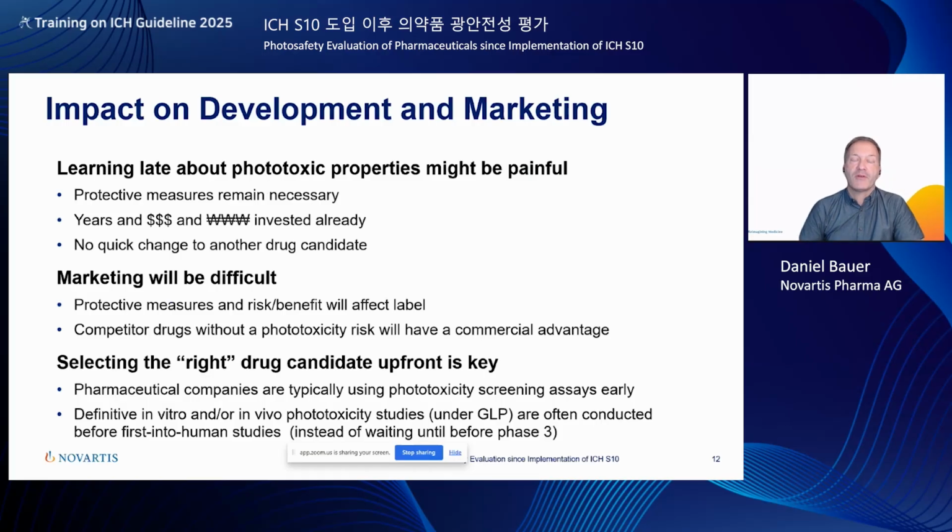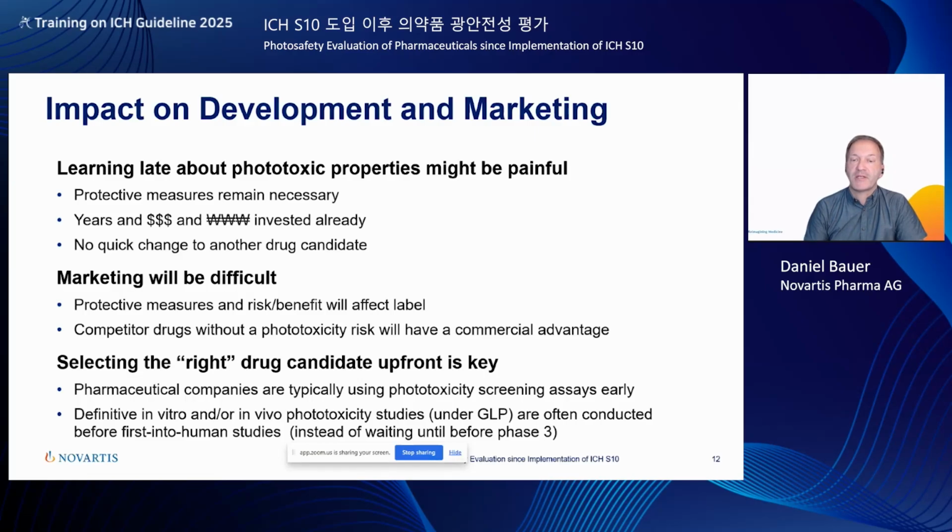So you can't change at this time, end of phase 2, your drug substance. You cannot go back to a different candidate quickly. So the protective measures remain necessary. You have spent years and dollars already, and marketing will be difficult. So selecting the right drug candidate upfront is absolutely key. So this is why companies do these things relatively early.